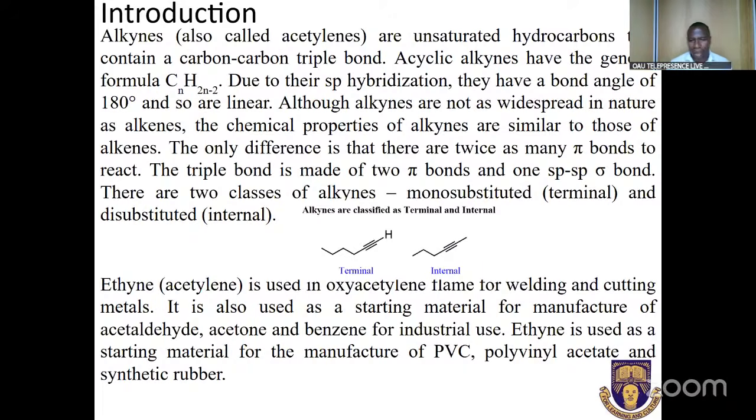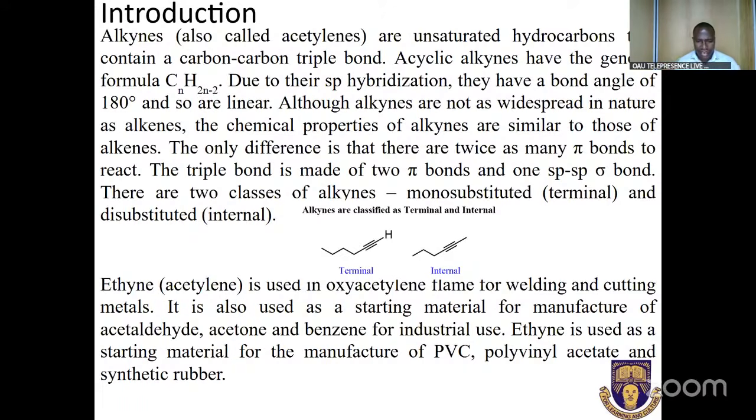Okay, so alkynes can be terminal or internal. They are terminal when the triple bond is at the end of the molecule. They are internal when the triple bond is not at the end, so it's somewhere in the middle of the chain. We'll come across a few examples of internal and terminal as we go on.